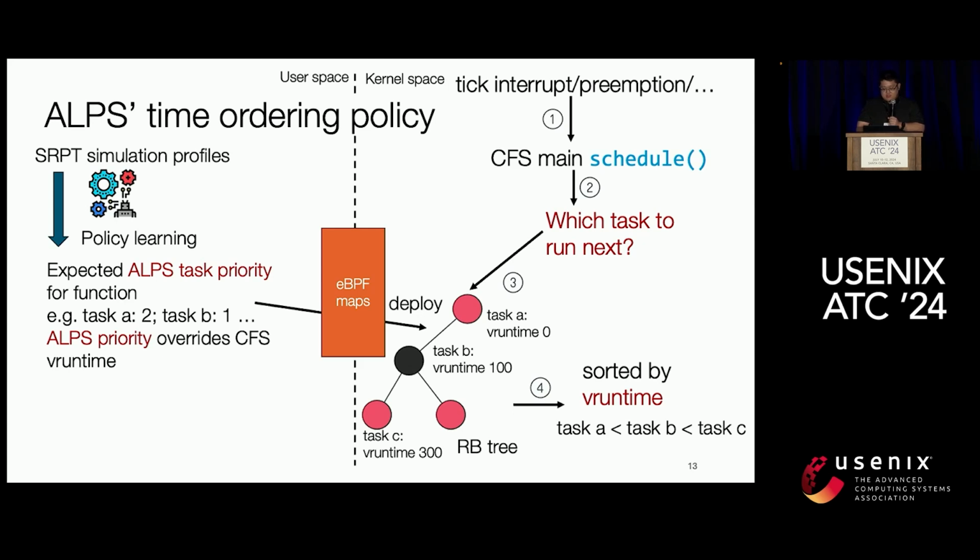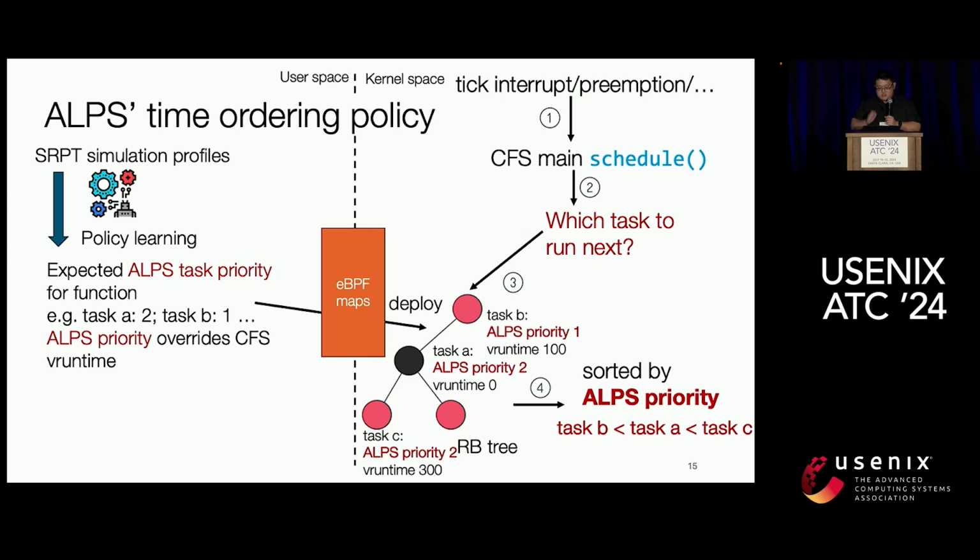As a result, instead of sorting all the tasks by the virtual runtime, we will sort them by the ALPS priority. In this example, task B has a priority of 1, smaller than task A with a priority of 2. Therefore, we say task B is smaller than task A. But note that when we compare task A and task C, they have the same ALPS priority. Therefore, we will reuse the CFS virtual runtime mechanism.